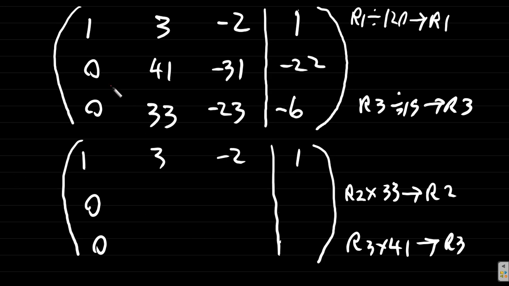So let's do that. 0 by 33 is 0. 41 times 33 is 1353. So we have 1353. Then negative 31. So we put the negative from now so that I don't forget. 31 times 33, it was 1023. And then negative 32, the answer will be negative. Negative 22 by 33 gives us negative 726.